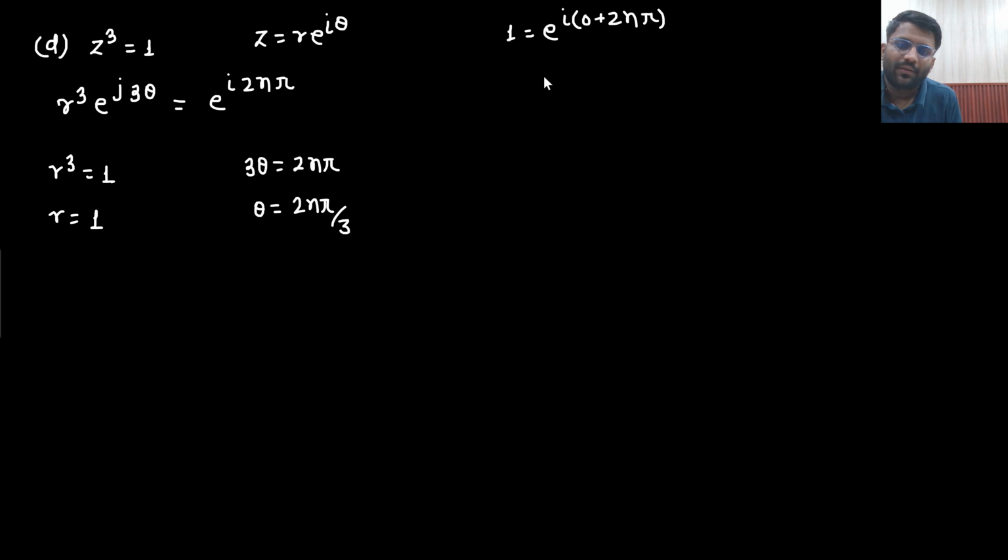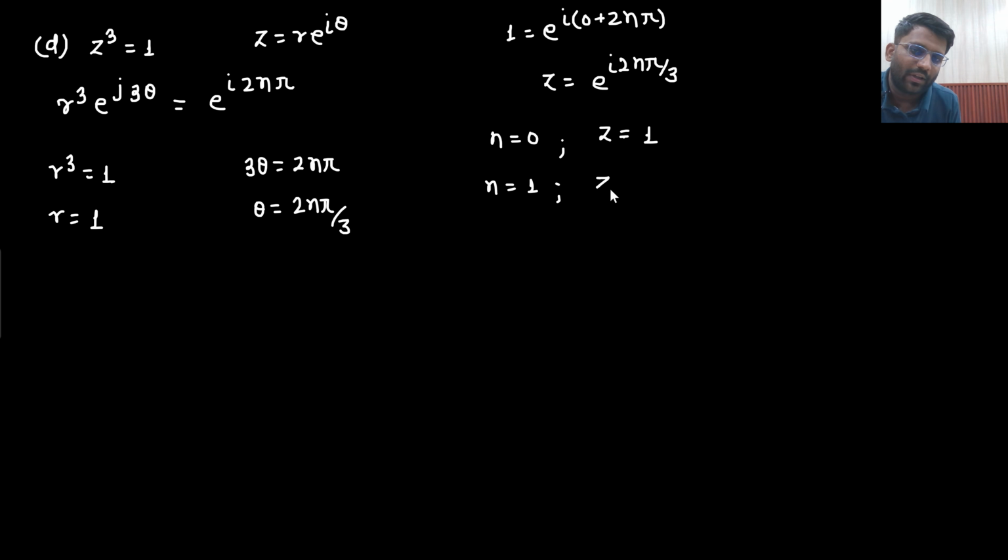Now, what is my z? z is, r value is 1, e to the power iota theta. Theta is coming out to be 2n pi by 3. Now what you will do? Sir, I know that it is a cubic equation, so there will be 3 solutions. So first I will put n equals 0. If I put n equals 0, what am I getting? e to the power iota 0. Answer will be 1. Then I will put n equals 1. So what will I be getting? e to the power j 2 pi by 3.